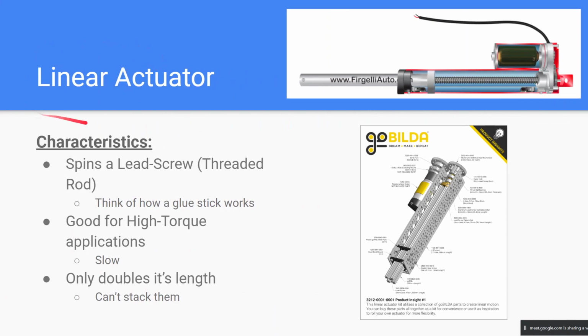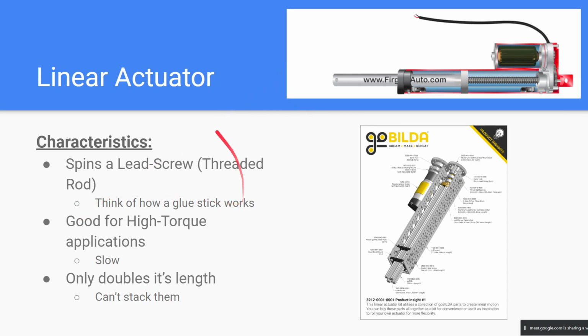Linear actuators. These are also kind of interesting. It's similar to rack and pinion because it basically only doubles its size, and you can't stack them to go any higher than its original length. So it's just another way to go up or move horizontally, or maybe push something.